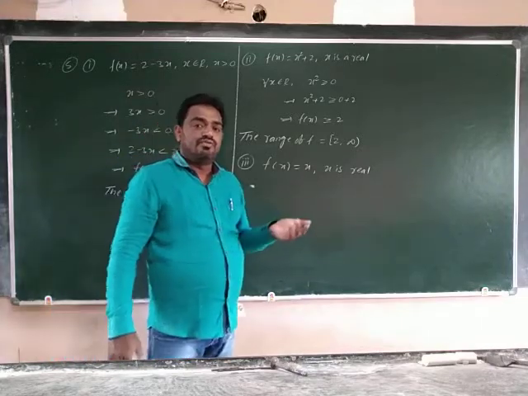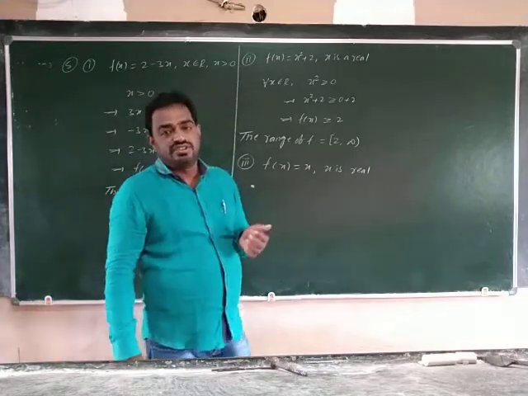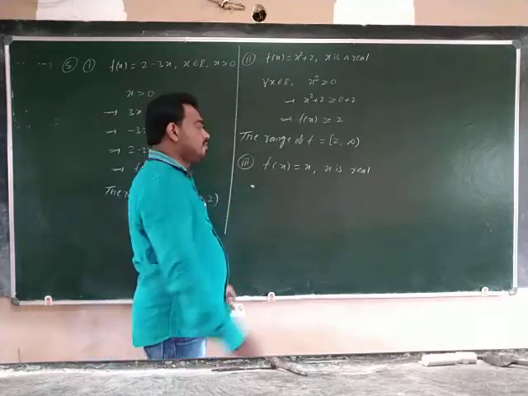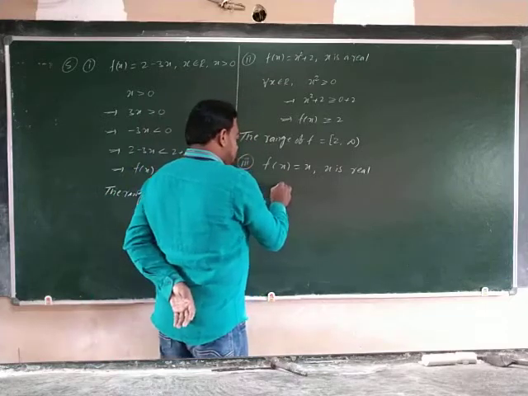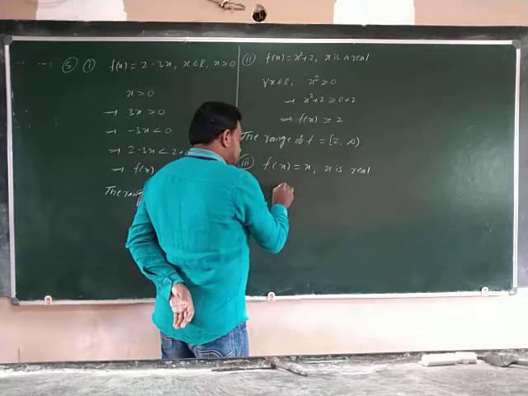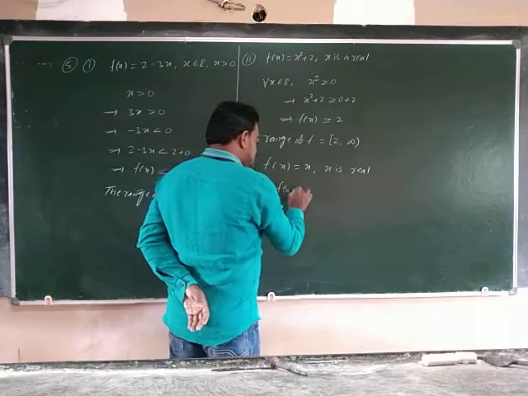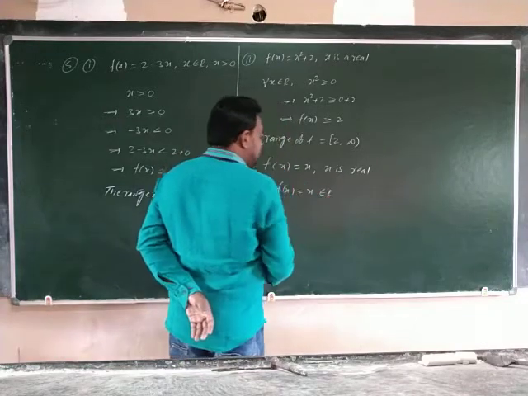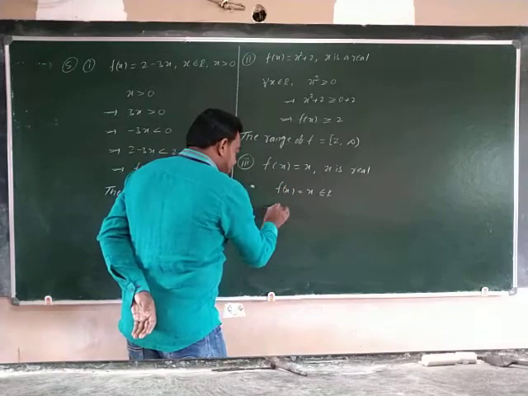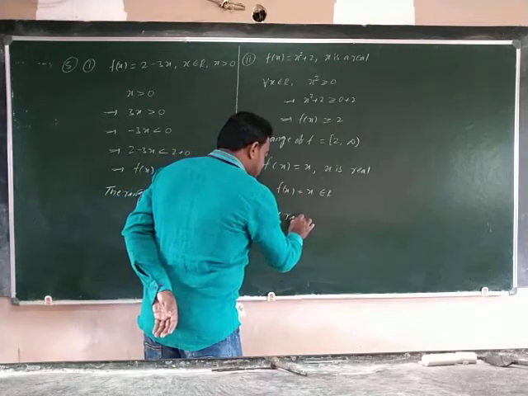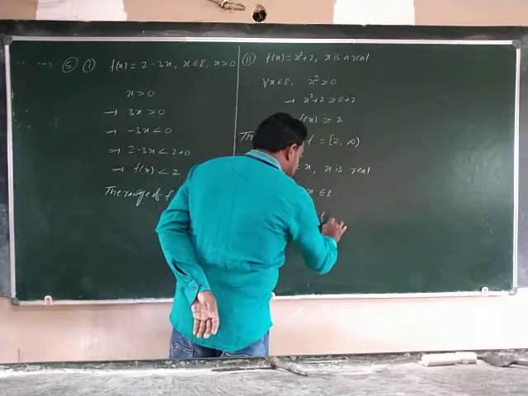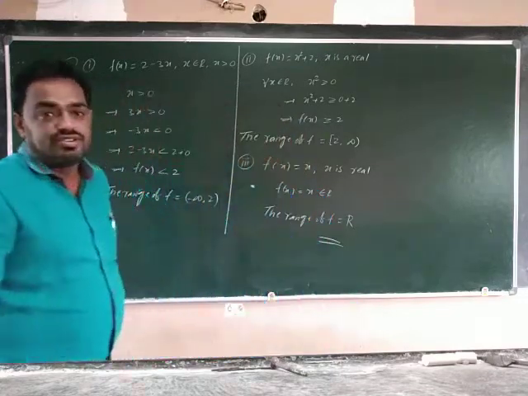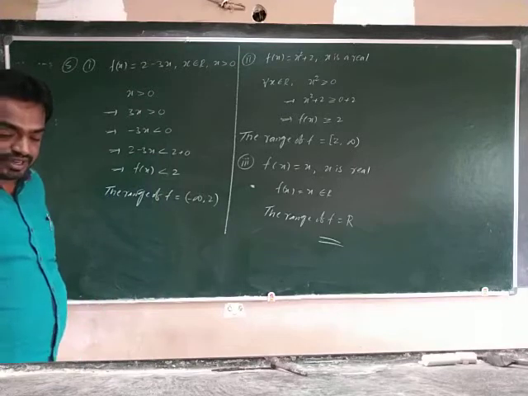What is the domain and what is the range of the identity function? Domain is equal to real, range also real. So f of x is equal to x, where x belongs to capital R. Therefore, the range of f is equal to capital R. This is the solution. Okay, this is our exercise.